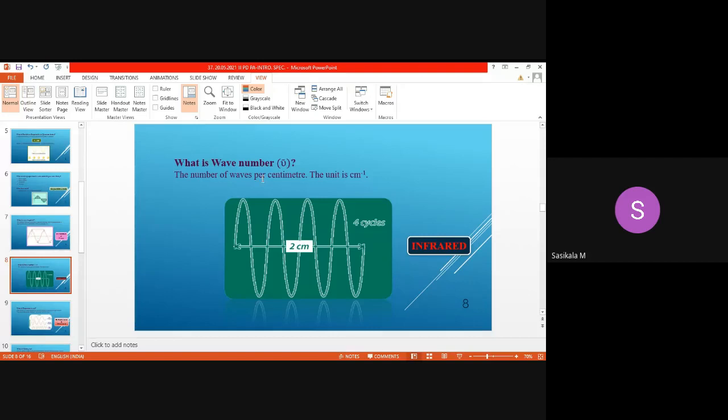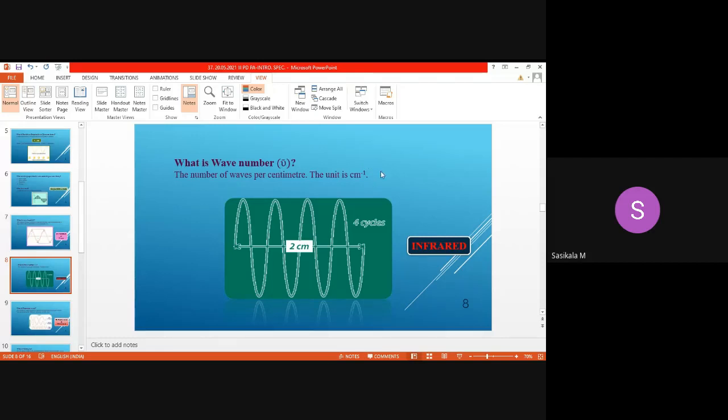The number of waves per centimeter. In 1 centimeter, how many whole waves are passed? That is called wave number. Here you can see in 2 centimeters, how many whole waves, or how many cycles of waves, are passed in a given distance is known as wave number. So wave number is calculated based on distance in centimeters, so the unit will be centimeter inverse.